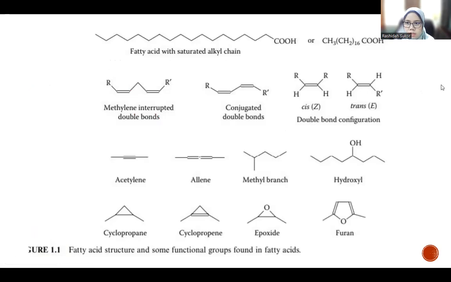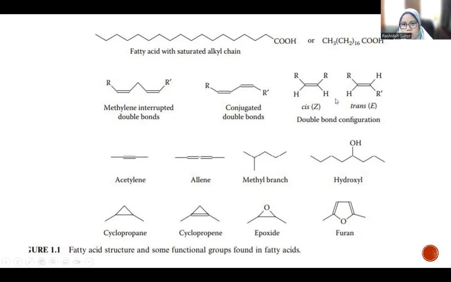Let me show you. This is the fatty acid structure with some functional groups. You have a fatty acid with a saturated alkyl chain, so it is all saturated and there is no double bond. Then methylene interrupted double bond. This one is a conjugated double bond. Conjugated double bond means it alternates, single and double, alternating.